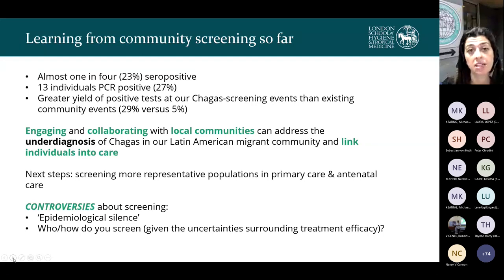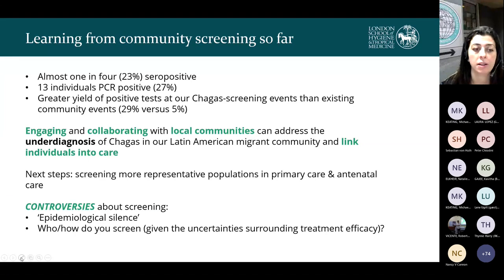So about 29% of people that come to our events have screened positively, whereas when we've gone to other businesses or mother and baby groups or charity events, the prevalence has been about 5%, which we think is more representative of what the true prevalence is in the population as a whole. So we think that community screening is a good way to engage the community and to collaborate with them, and one way to potentially address some of the underdiagnosis of Chagas in our Latin American migrant community.